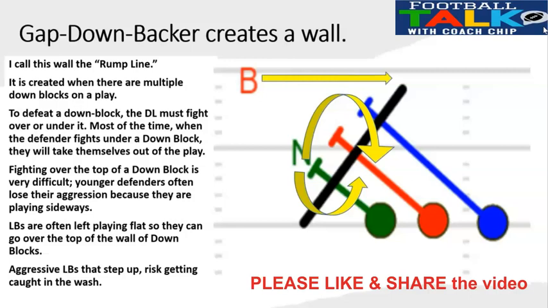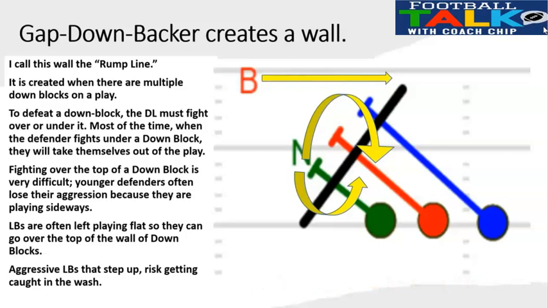Here's a linebacker playing flat. That's what you want. You want them playing flat. You don't want them being aggressive. So even if we don't block them, we're still making plays, gaining yards. And here's one being aggressive, and if he's too aggressive, he gets caught up in the wash.